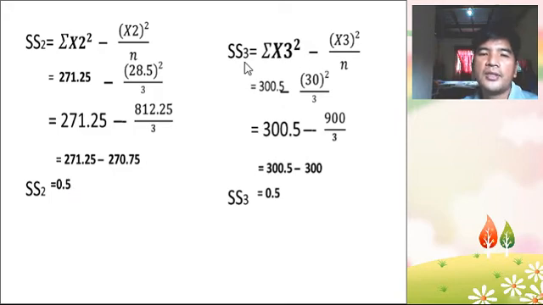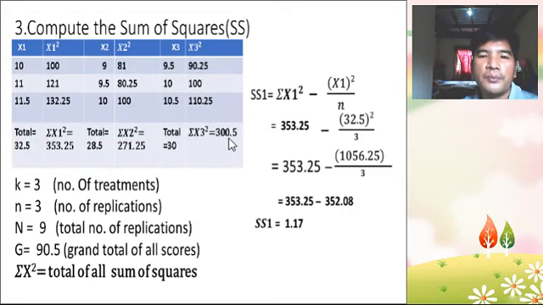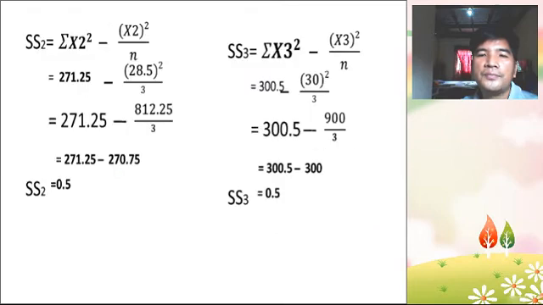Okay, similarly with the sum of squares for treatment 3. Okay, this is treatment 3. We have 300.5 and the total is 30. So 300.5 minus 30 squared. 30 times 30 equals 900, divided by 3 equals 300. 300.5 minus 300 equals 0.5. So that is the sum of squares for treatment 3.